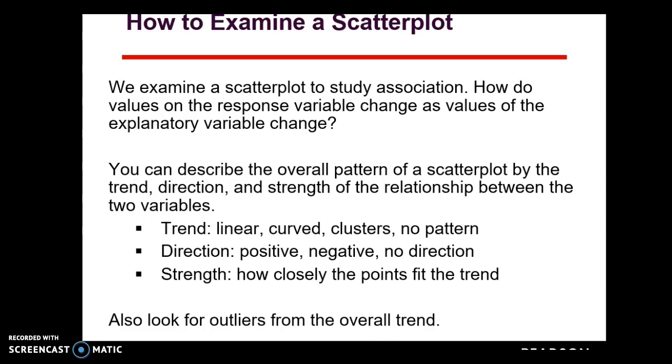Negative, no direction. Positive, you would interpret to mean as you go from left to right, it goes up. Negative, as you go from left to right, it goes down. Strength, how closely does it fit the trend? So if it's linear, is it really close to a straight line, or do they kind of vary in how far apart they are from it? And then we'll also look for outliers.